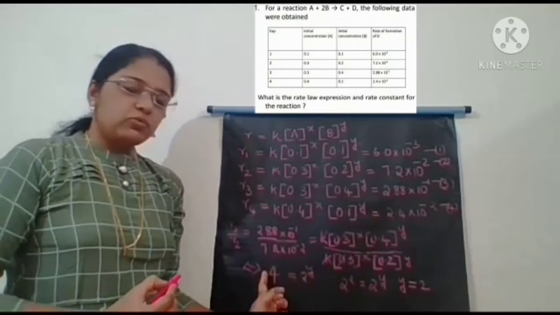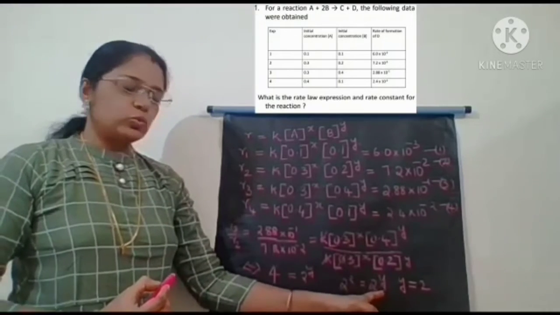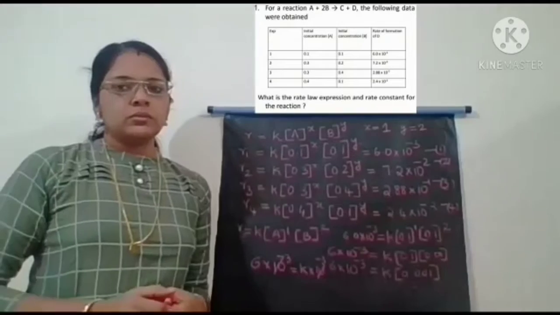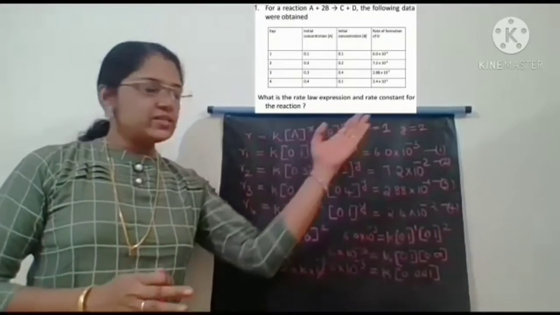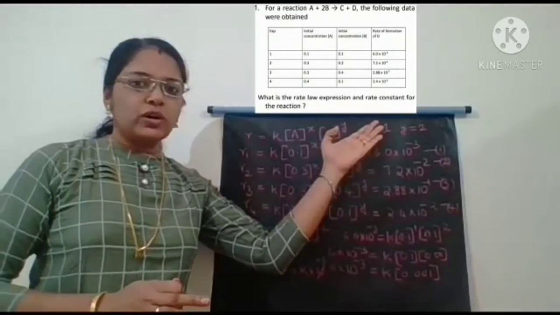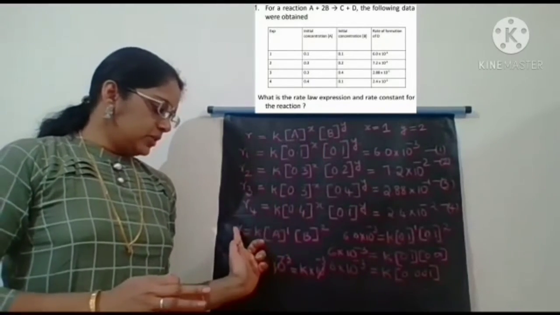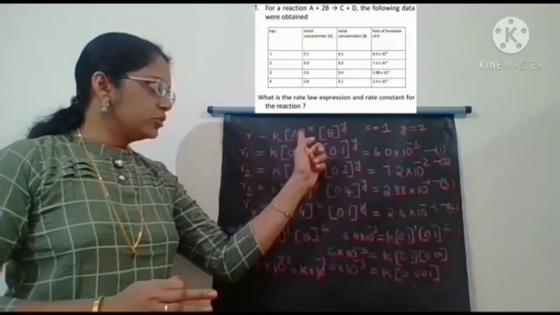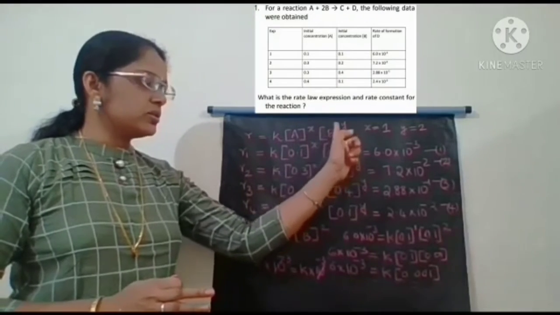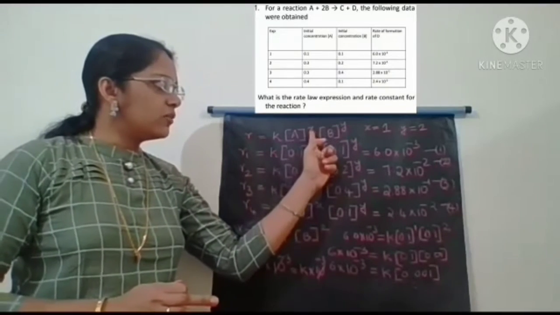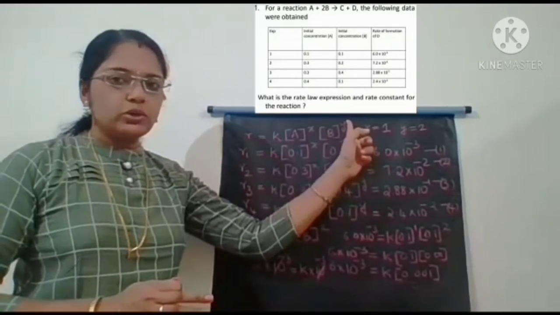So 4 is equal to 2 square, which is equal to 2 raised to Y. So Y is equal to 2. So we got the values X is equal to 1 and Y is equal to 2. The general rate equation is R is equal to K into concentration of A raised to X into concentration of B raised to Y. So here we got X is equal to 1 and Y is equal to 2.